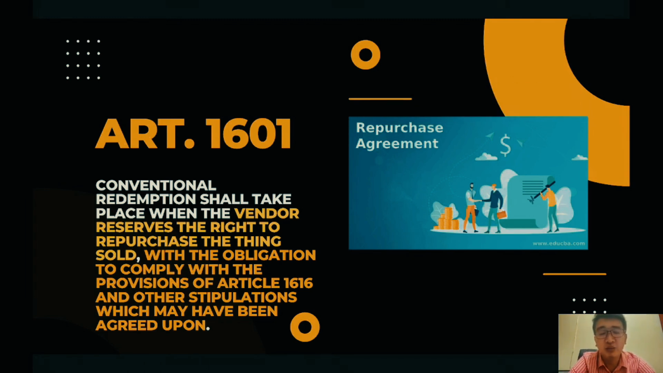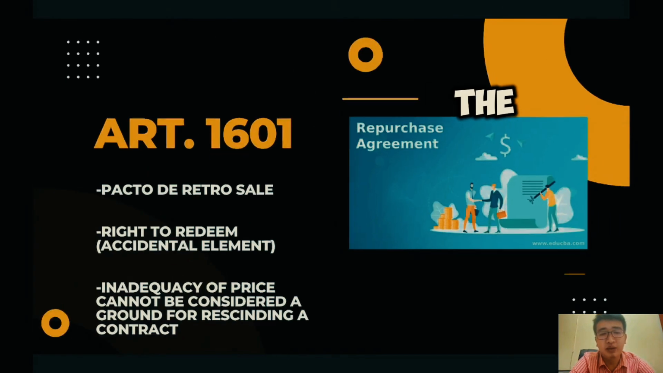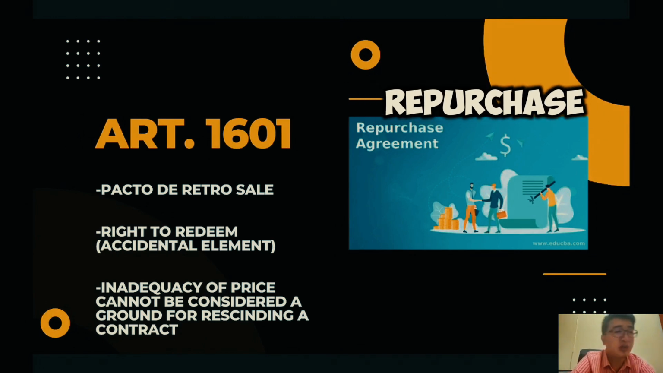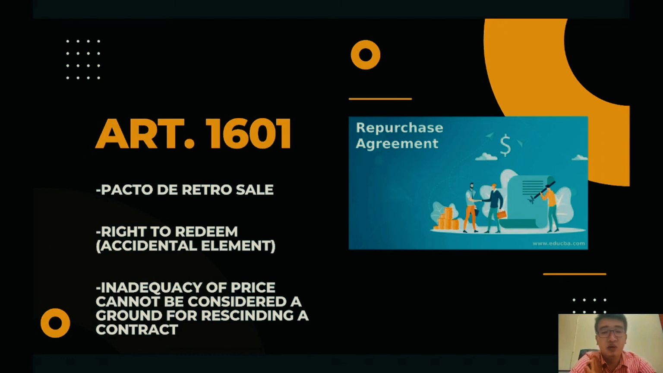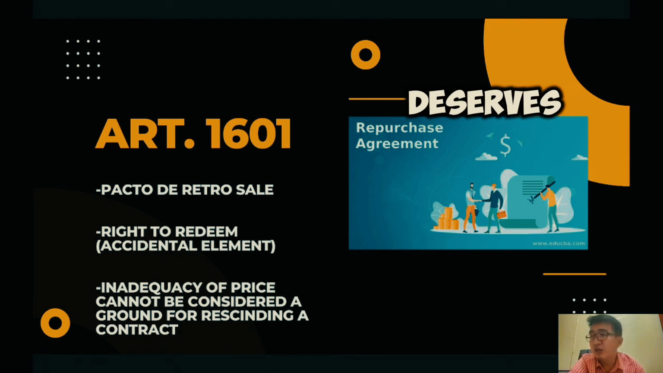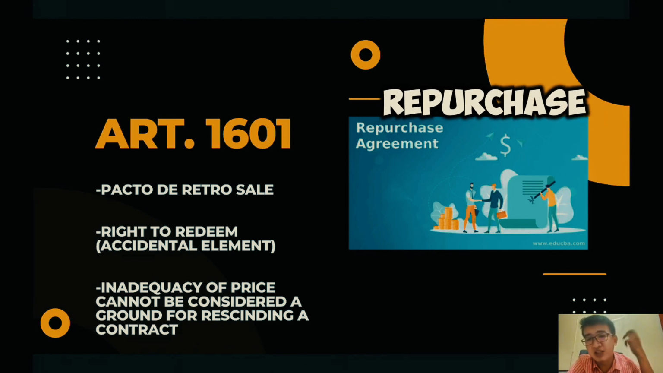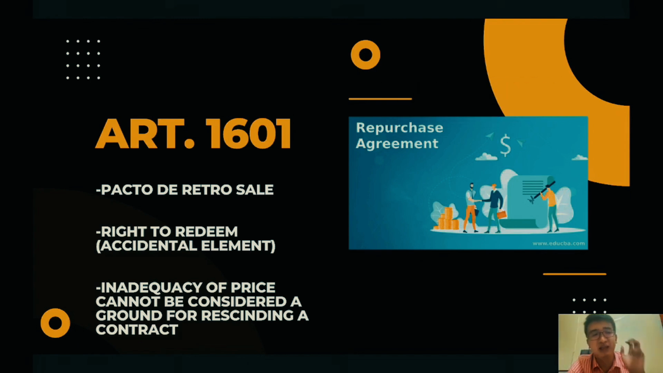With all the expenses. We'll discuss Article 1616 later, and other stipulations which may have been agreed upon. So, Article 1601 talks about a pacto de retro sale. A contract of sale with the right to repurchase is called a pacto de retro sale, or to others a compacto de retro sale. Meaning, the seller will sell the property to the buyer, but the seller also reserves the right to repurchase that same property from the buyer.